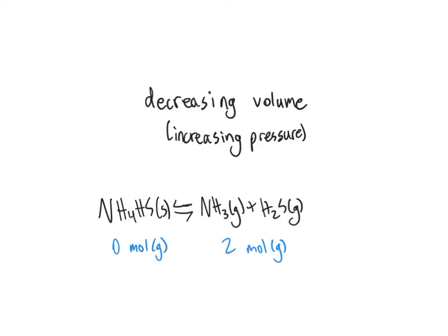And finally, decreasing the volume, which also means increasing the pressure. When you increase the pressure, it will shift to the side with fewer moles of gas, which makes sense because it's trying to make it more balanced. And in this example, as you can see, the side with reactants is only a solid, so it obviously has fewer moles of gas, so it'll shift to the left, which is the reactant side.